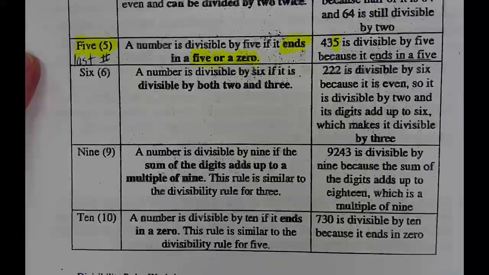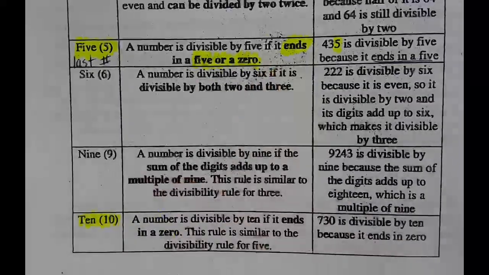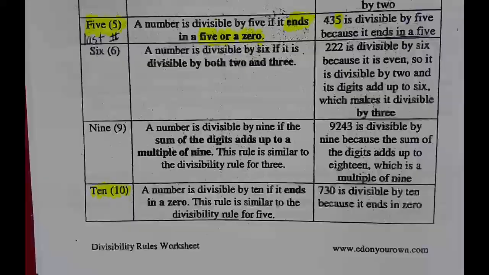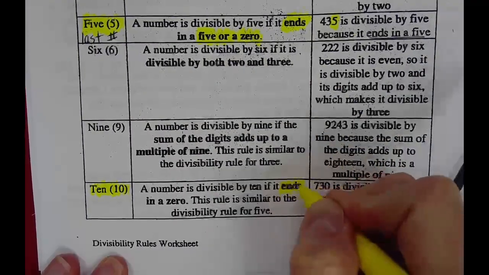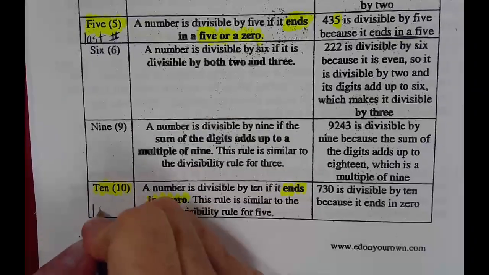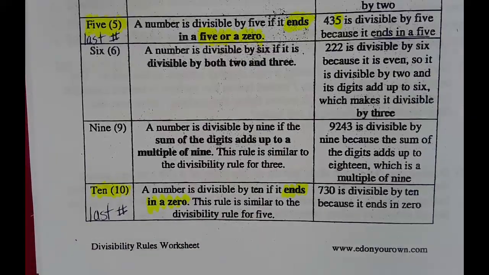Go all the way to the bottom. How do we know if a number is divisible by 10? What are we looking for? We're looking for what, Anaya? Yes, that last one. It ends with a 0. Okay, so again, we're looking at the last number. If it ends with a 0, then we can divide by 10.